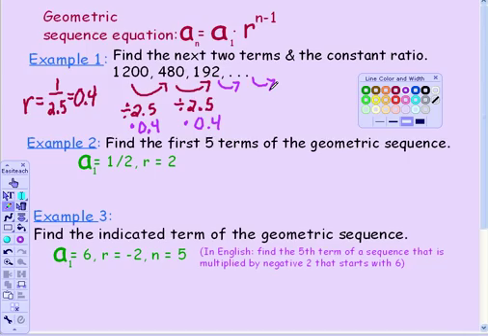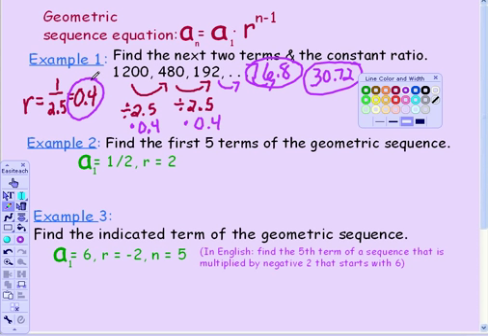So we're going to extend that pattern and do 192 times 0.4. And that gives us the next two numbers in the sequence, 76.8 and 30.72. Again, I found those by multiplying by that R value. It also said to find the R value. In this case, the constant ratio is 0.4.